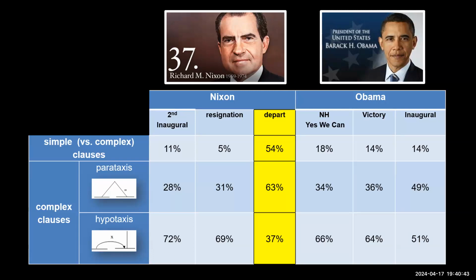Nixon's other speech that we looked at was the speech that he gave. It was extemporaneous. It was spontaneous. It wasn't written out. And that was so obvious from the nature of the text, which, as we can see, was largely paratactic, much less hypotactic. Difference between speaking and writing.